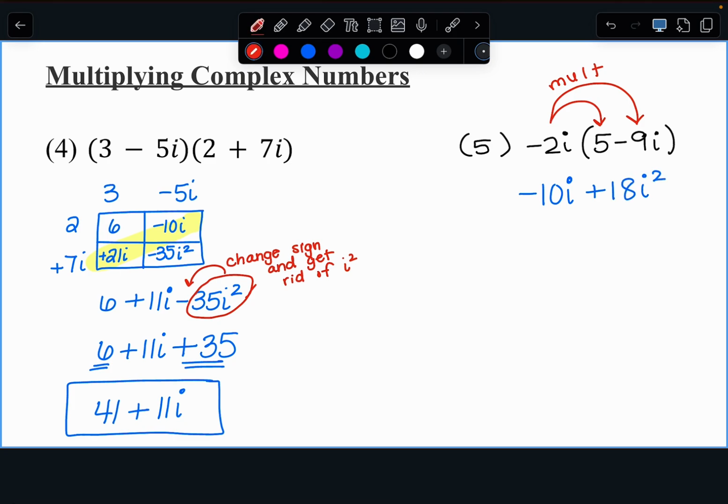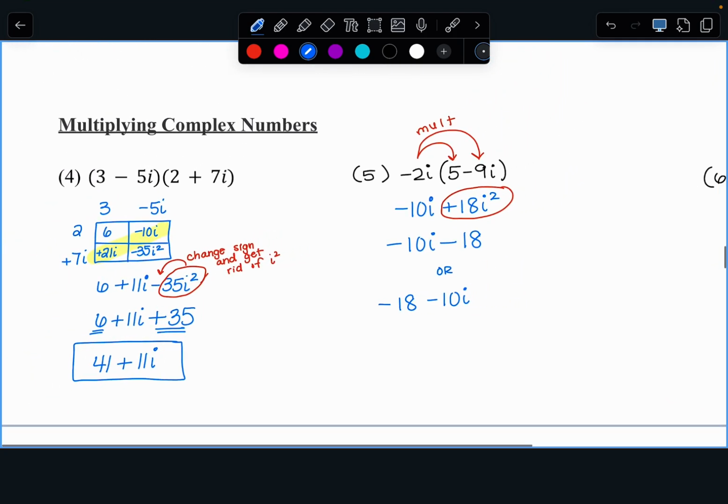And at this point, i squared tells me flip that sign and get rid of i squared. So I have negative 10i minus 18. You could also write it as negative 18 minus 10i. I'm not going to be picky with it when it comes to your test and stuff. I just don't recall whether or not Delta Math is picky about the order. So, you'll find out. Just in case, know that they are the same thing. Okay?